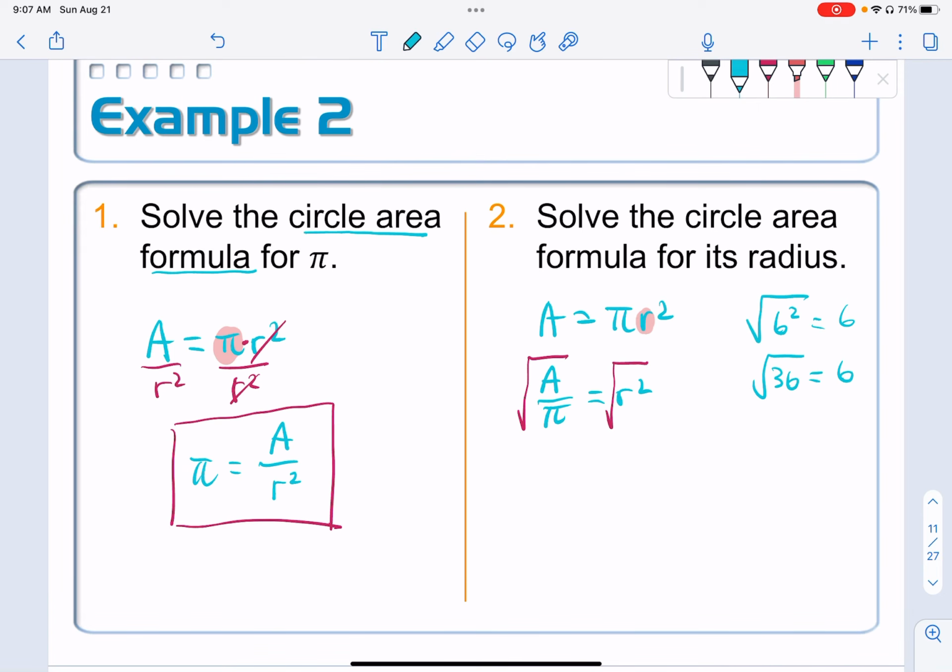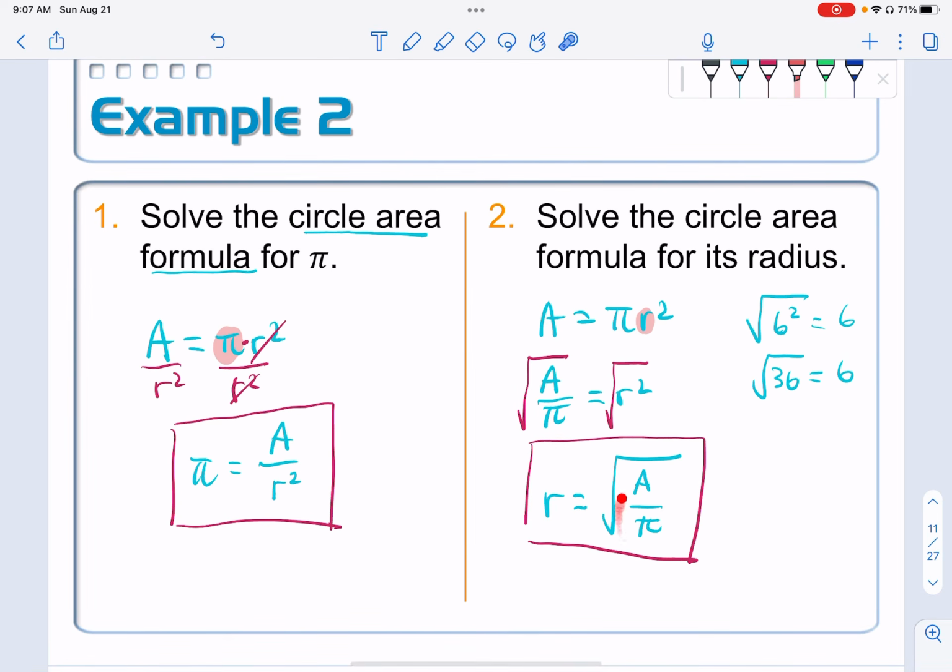Anyway, so here, let's write our final answer. I am going to flip this thing around. Like I said, these are going to cancel each other out, leaving me with just r is equal to the square root of A over pi. All right, the goal here will eventually be to take this expression and to substitute it into another equation to get rid of the r.